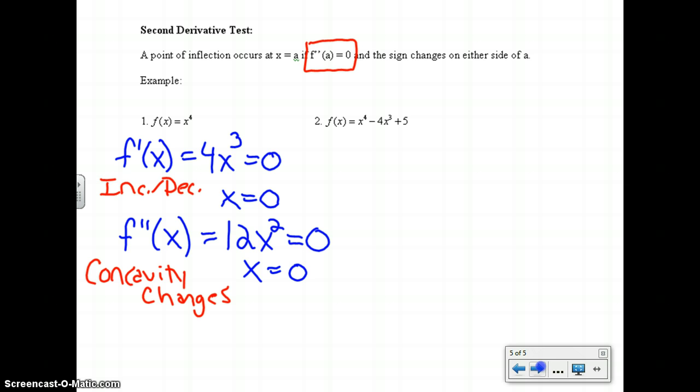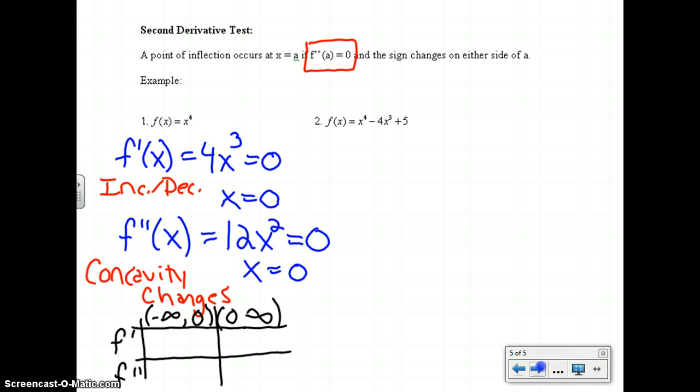Just as we set up our sign diagram for the first derivative, we are now going to include our second derivative with our sign diagram. My sign diagram will now have 2 rows, a first derivative row and a second derivative row. Since 0 is my only point where any changes occur, I will go ahead and set up from negative infinity to 0, and then I'll also set up from 0 to infinity.